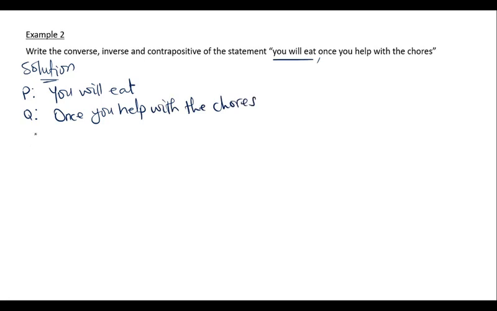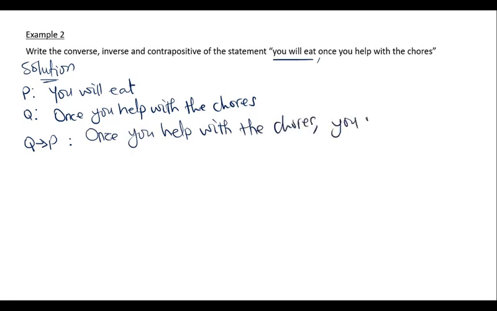So we know that the converse of this statement will be what? Q implies P. That is the converse of this statement. So that will be, once you help with the chores, you will eat. Did you notice we brought the Q first before the P? That is what converse is.